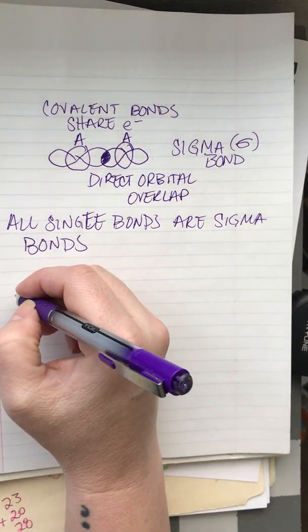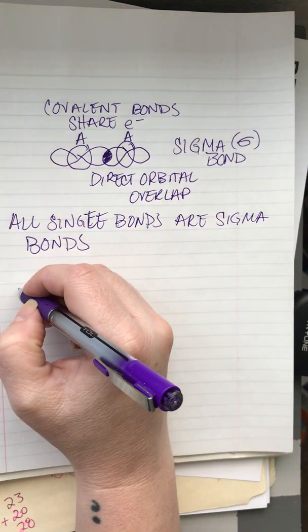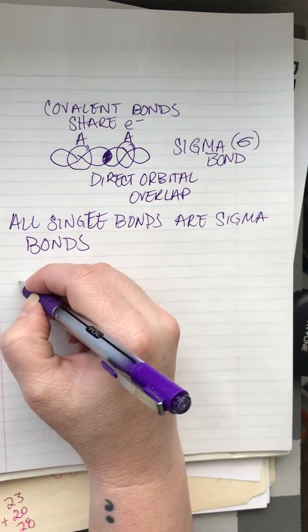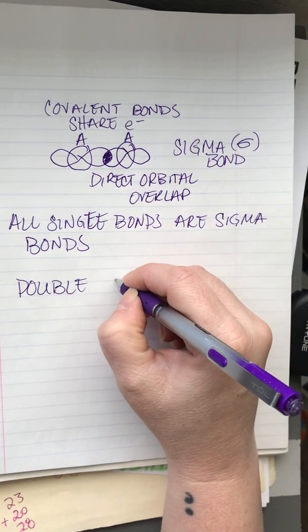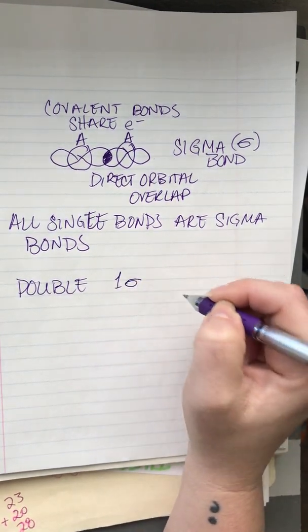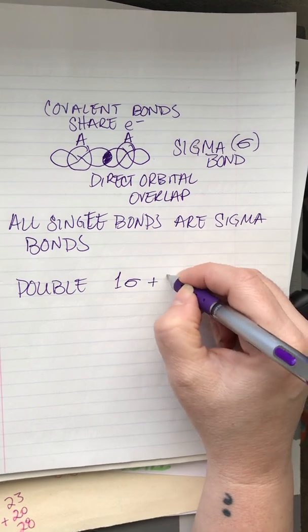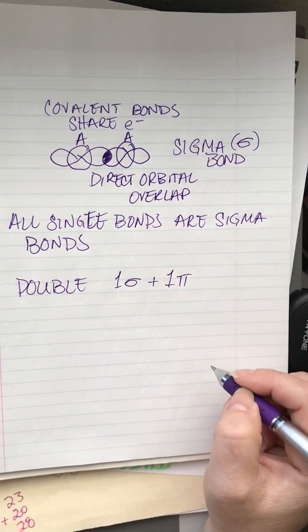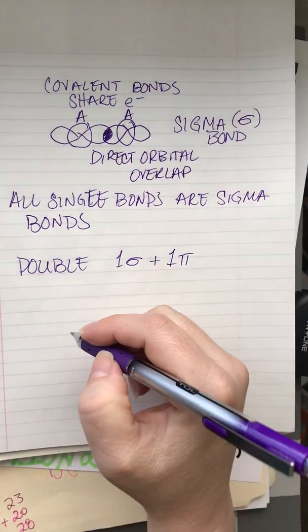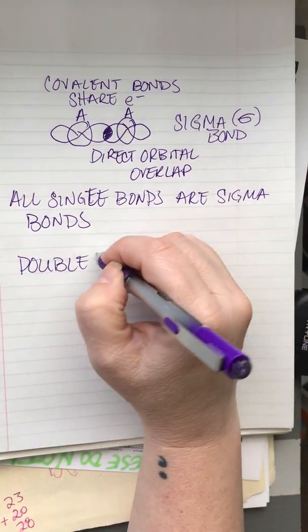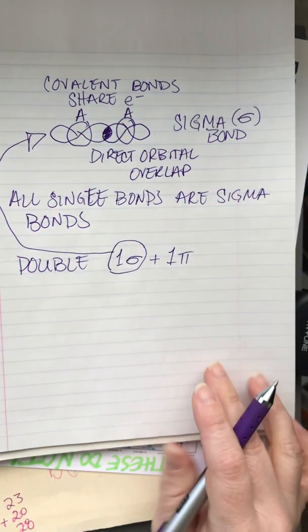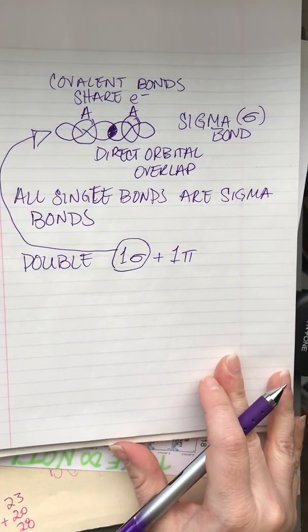So for a double bond, would it be one single and one pi then? That's exactly true. So a double bond has one sigma bond and one pi bond, right? And the sigma bond, as always, is going to be this direct orbital overlap, right?